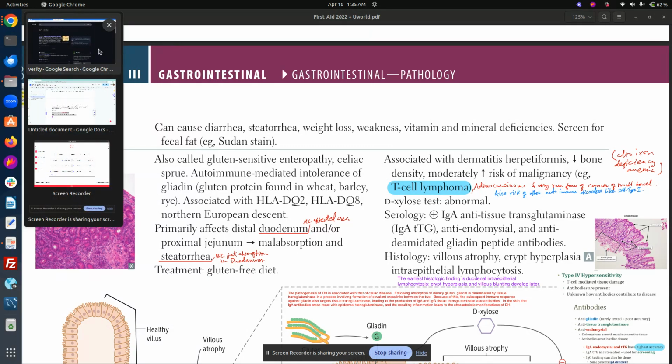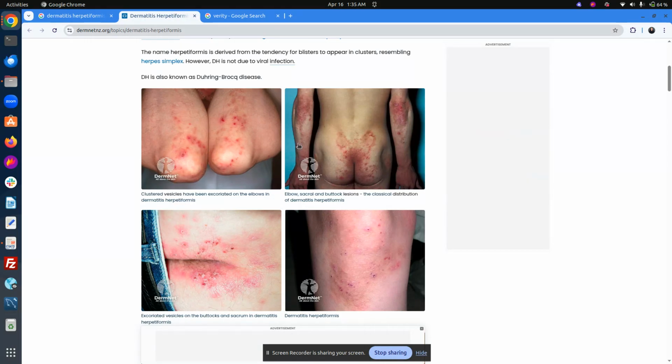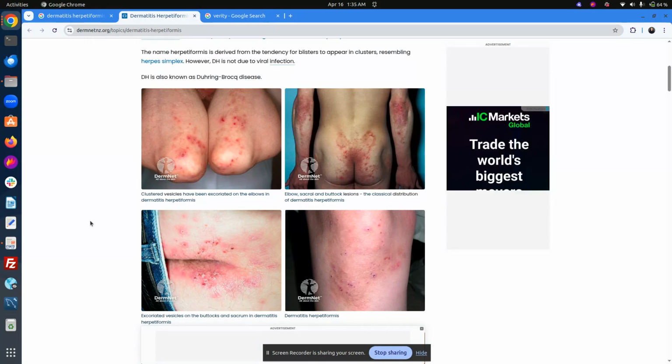The diagram, and that's dermatitis herpetiformis. Look at this diagram. There are four pictures. Look at the picture on the left top of the elbow. This is a very common picture which they usually show in the exams.